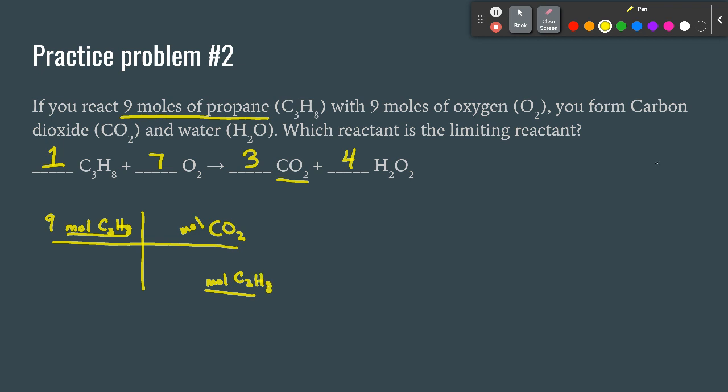We're going to use our balanced chemical reaction to determine what needs to go where. So CO2 has a 3 beside it. C3H8 has a 1 beside it. When we do the math, we're going to do 9 times 3 divided by 1. So 9 times 3 is 27, divided by 1 yields 27 moles of CO2.